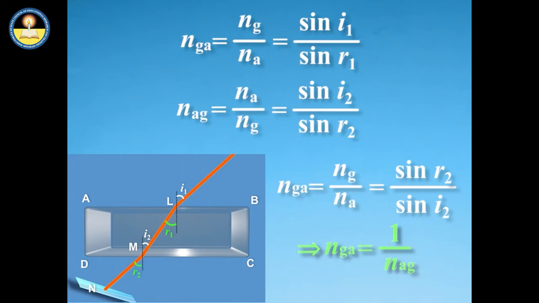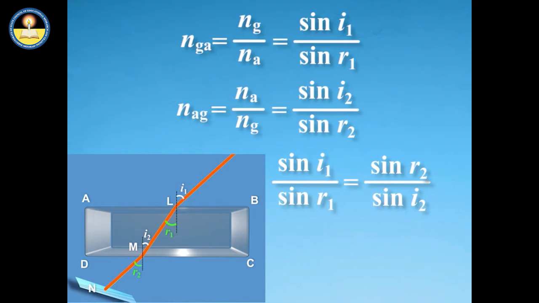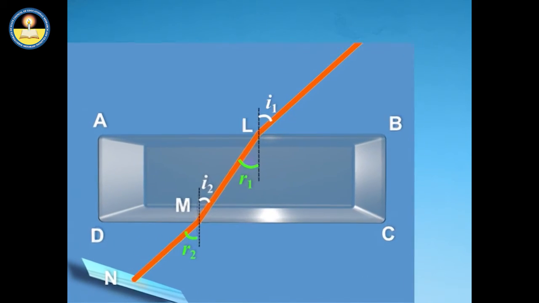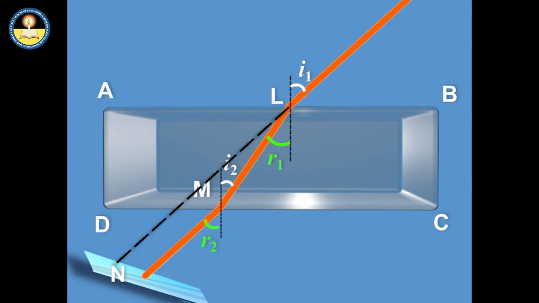Since the refractive index of glass with respect to air is the reciprocal of the refractive index of air with respect to glass, the ratio of sine I1 and sine R1 is equal to the ratio of sine R2 and sine I2. This shows that angle I2 is equal to angle R1 and angle R2 is equal to angle I1, or the angle of emergence is equal to the angle of incidence. Hence, the emergent ray and the incident ray are parallel to each other. The shift in the path of light is called lateral shift.